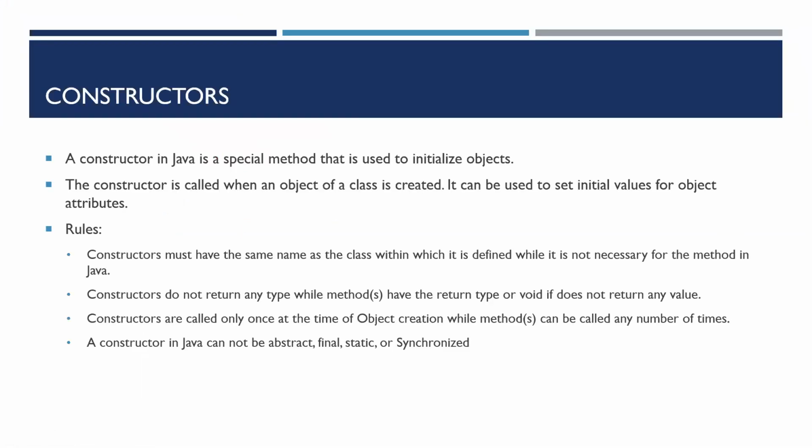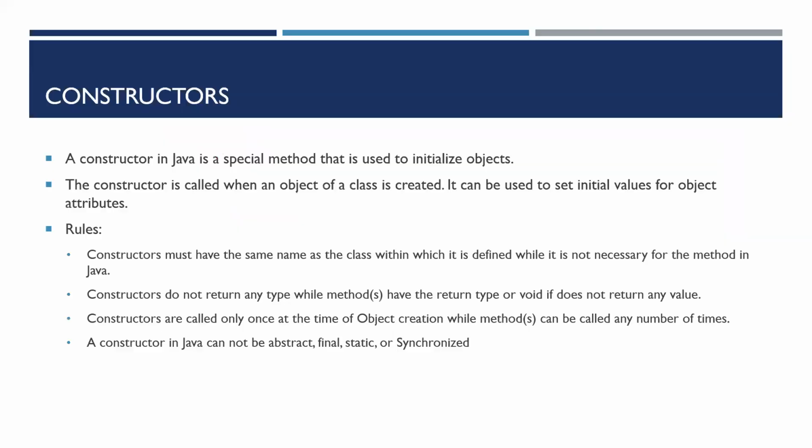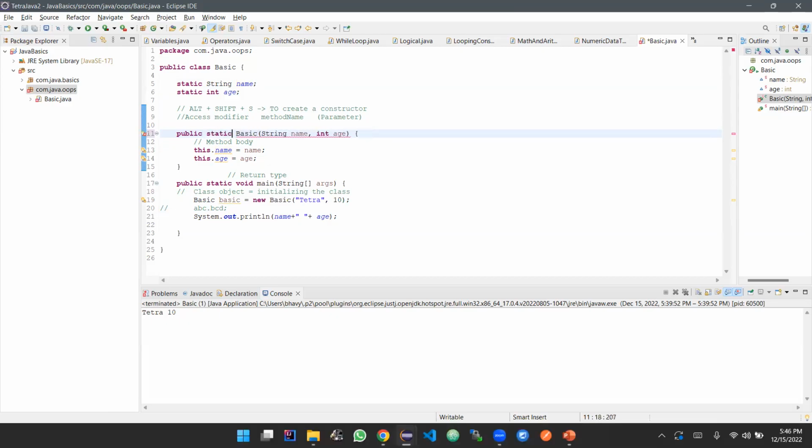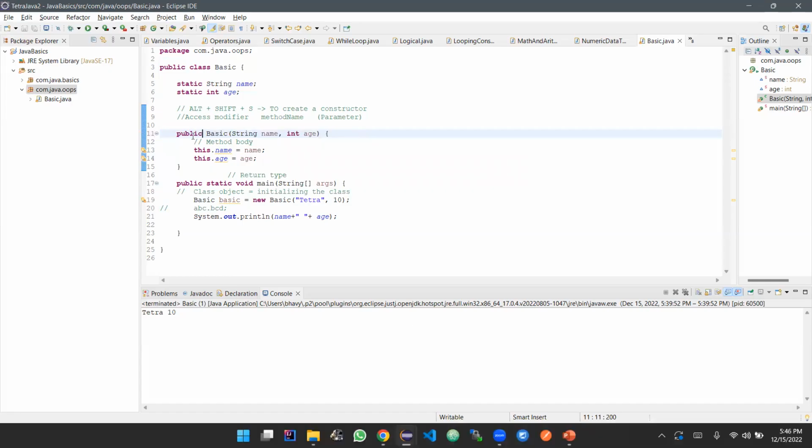And a constructor in Java cannot be abstract, cannot be final, cannot be static, or cannot be synchronized. So if I add a final keyword here, it will not allow me because constructor cannot be final, it cannot be abstract, it cannot be static. Whatever keyword you add here, it will throw an error. So constructor cannot be abstract, final, static, or synchronized. Simply put a public, give the method name same as the class name, pass the parameters, and initialize them. That's it. This is called a constructor.